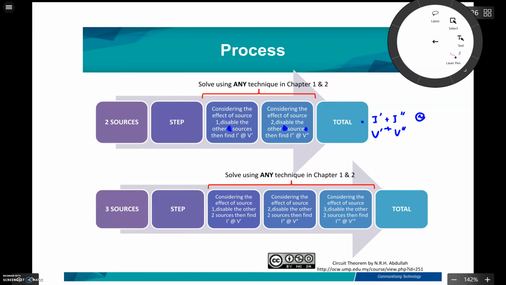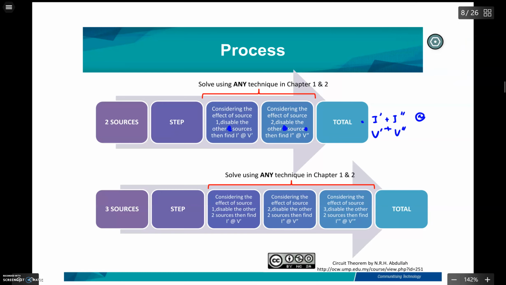As for a circuit that consists of three sources, the steps are the same. First, consider the effects of source 1 and disable the other two sources, which are the second source and the third source, and then find the values of I prime or V prime. The next step is considering the effects of source 2, disabling the other two sources, which are source 1 and source 3, and then finding I double prime or V double prime. The next step, step number 3, is considering the effects of source 3, disabling the other two sources, which are source 1 and source 2, then finding I triple prime or V triple prime.